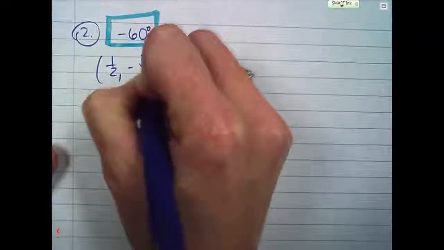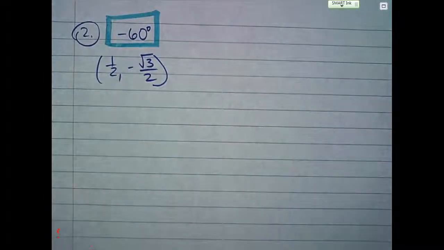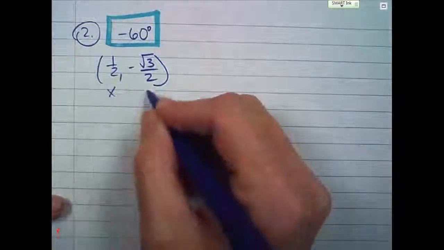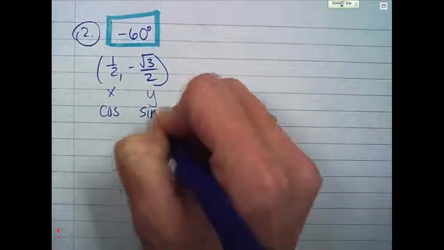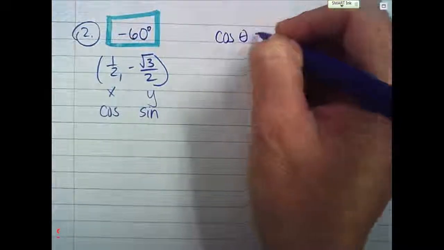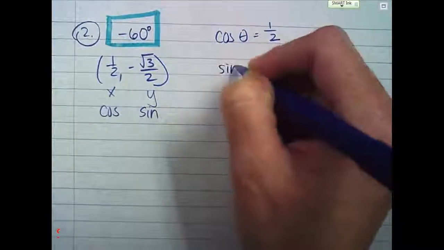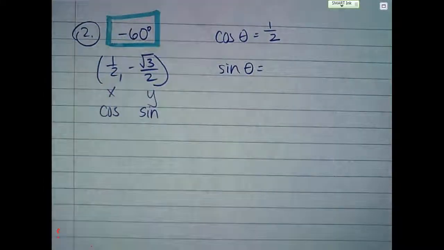So let's write down the ordered pair. Because my hypotenuse is 1, dividing isn't going to help any. Adjacent is the x, opposite is the y. Adjacent is the x, it's cosine. This is sine. So cosine of theta is just 1/2. What's sine of theta? Negative root 3 over 2. Good.